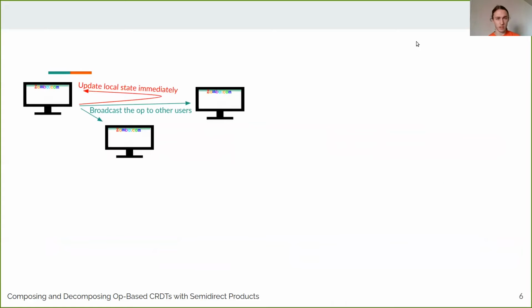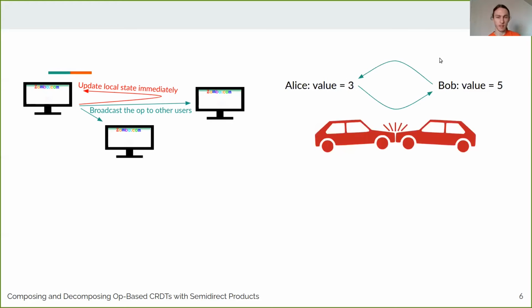To explain our construction, I first want to give a bit more background on how CRDTs work. In our system model, when one user updates the state, they update their local state immediately, and also broadcast the operation to other users in the background. The problem can come if you have conflicting operations. For instance, let's say Alice and Bob share an integer, and Alice sets the value to 3, while at the same time Bob sets the value to 5. Later they'll sync up with each other, and they see that they have a conflict. So they have to decide what to do in order to get the same answer.